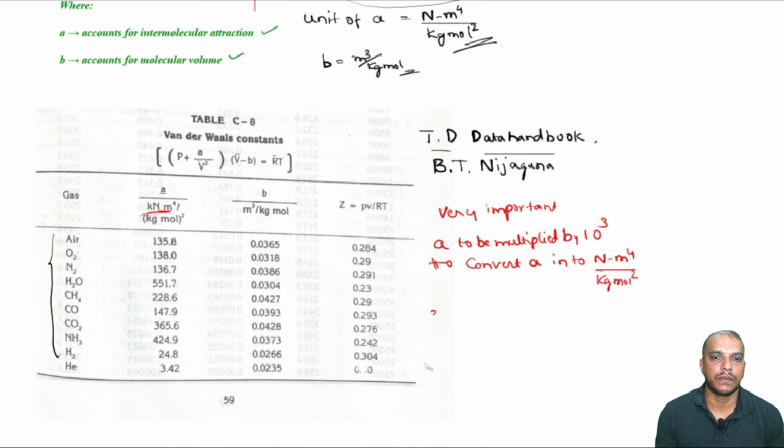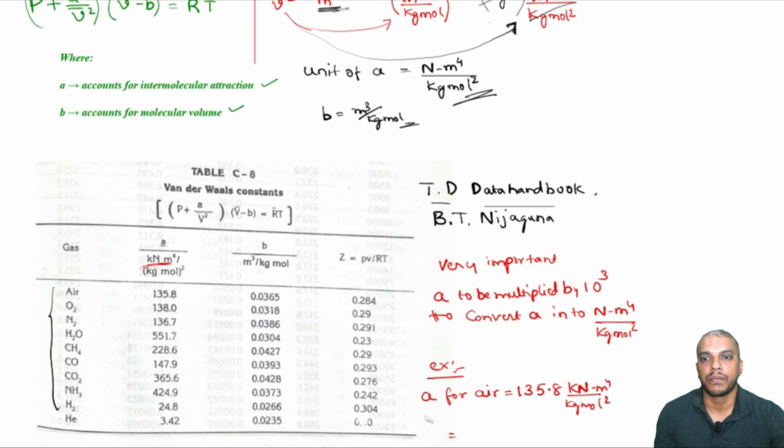For example, if we are talking about A for air, the value 135.8 is correct in kilonewton meter power 4 divided by kg mole square. But in our equation, the unit of A has to be Newton meter power 4. So therefore, this has to be converted into 10 power 3 Newton meter power 4, so multiply it by 10 power 3. The B value is in meter cube per kg mole, so there is no need to worry about the value of B.